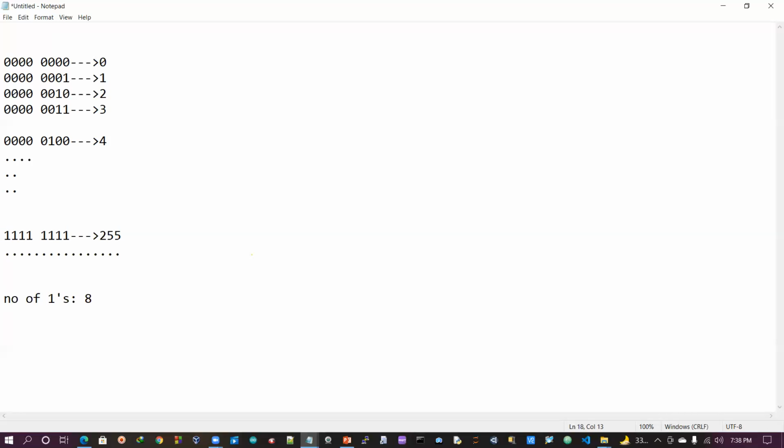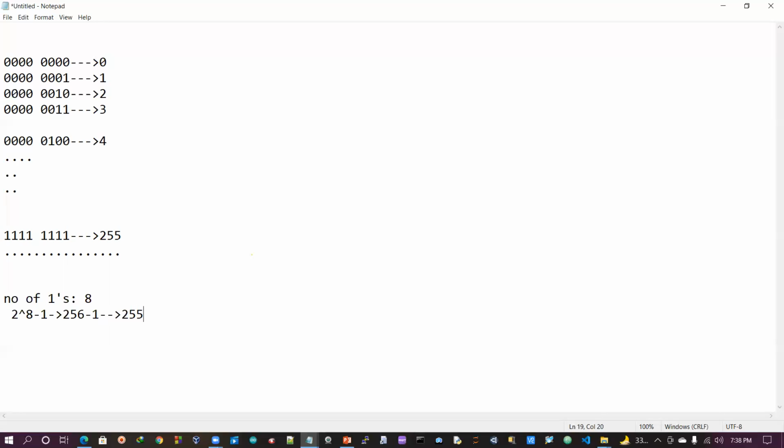So what is the formula for calculating here? 2 power 8 minus 1. This is the formula. If you calculate this, what is 2 power 8? That is 256. 256 minus 1, that is 255. Agree or not?